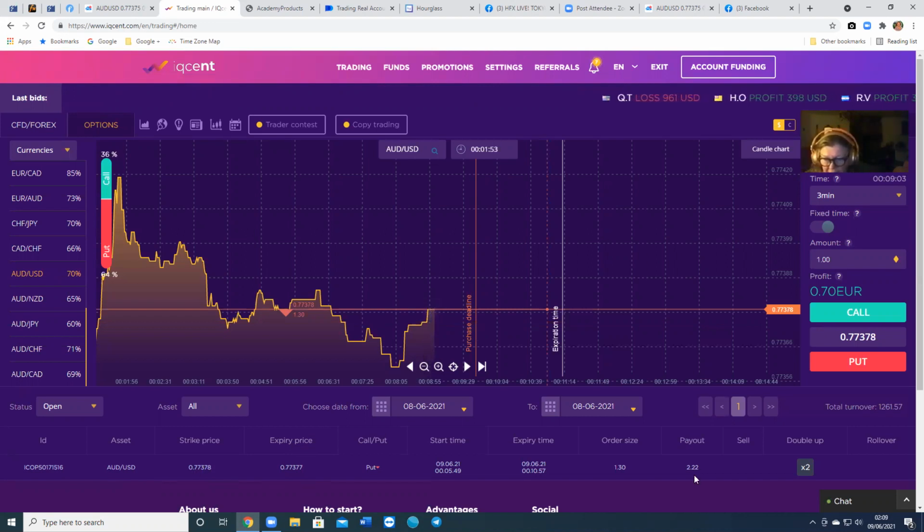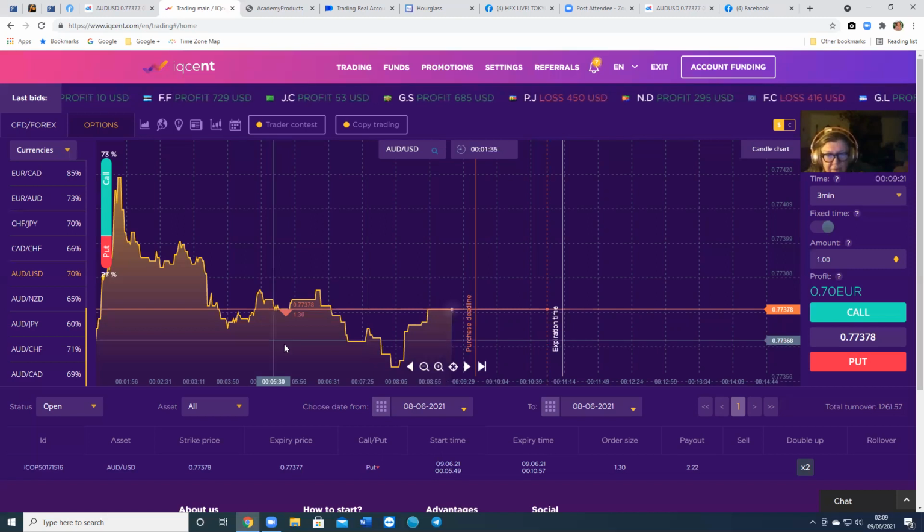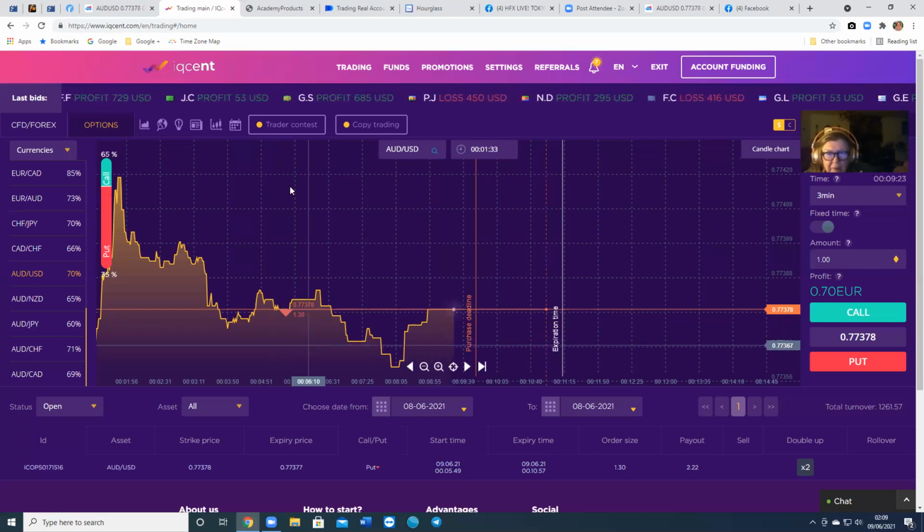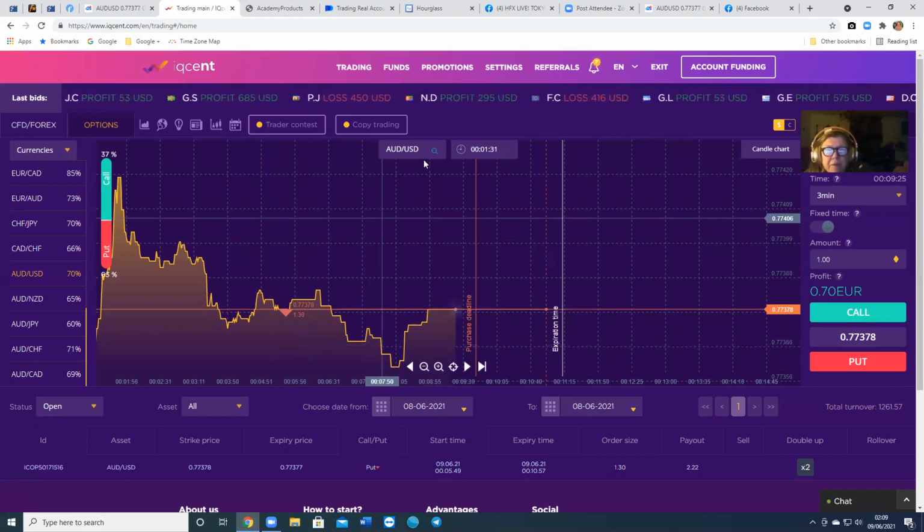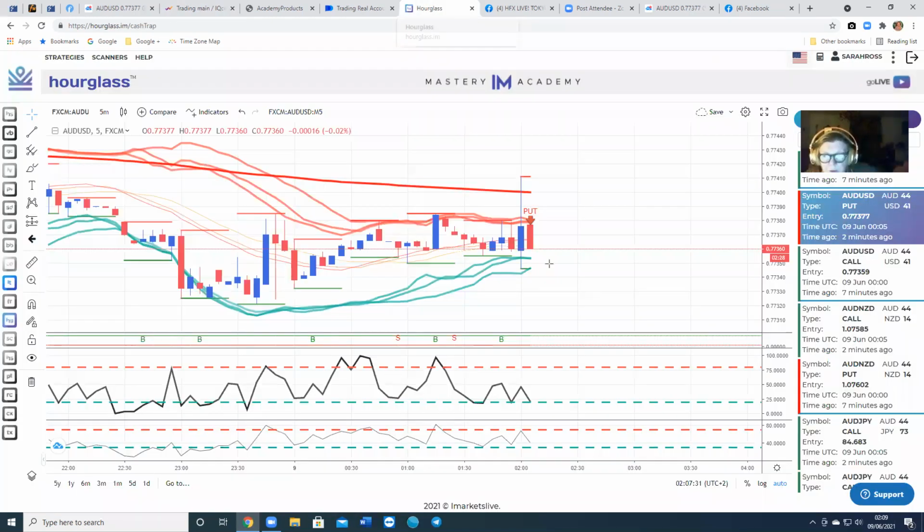You can see it still says that the payout is positive for us. The order size increased 30% because I rolled over. And my expiry time is at 10:57. I've got about 1 minute 30. It's just retraced. This is a 5-minute candle that we are trading. So you expect them to retrace a bit. You can see that it's very wicky. It's come back up to 370 here.